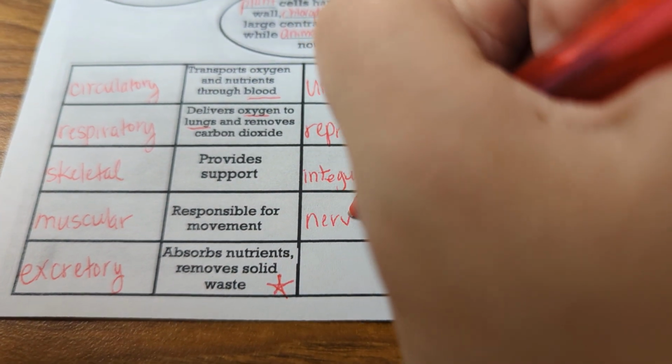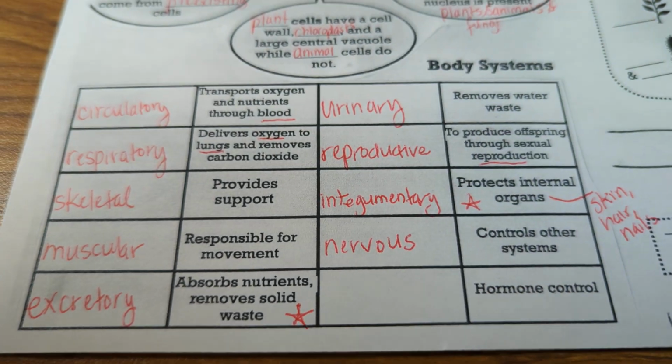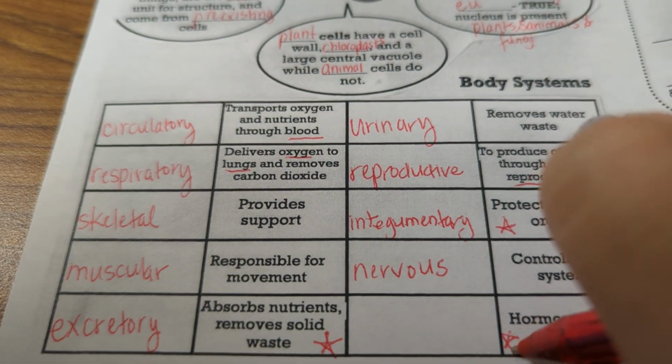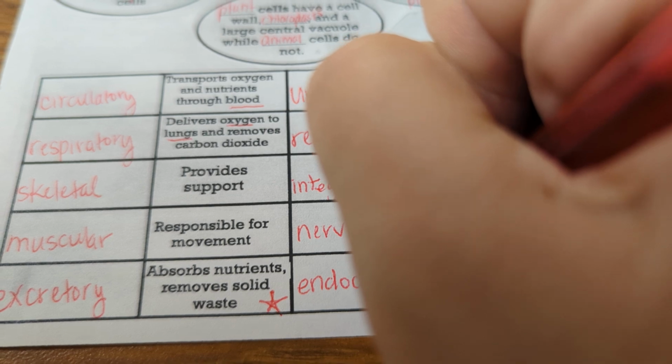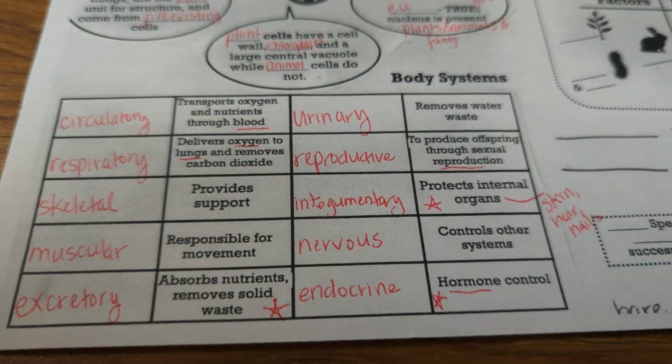Controls other systems is the nervous system. And then finally, hormone control. That's another one that's got kind of a hard name that they really like to ask about, and that's the endocrine system. So if you see anything about hormones, it's endocrine.